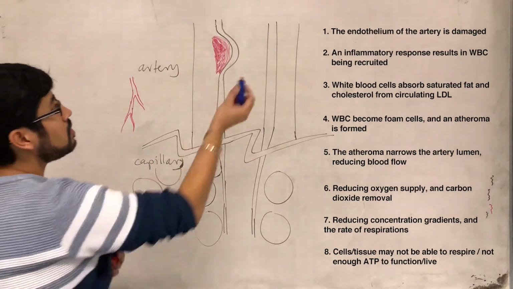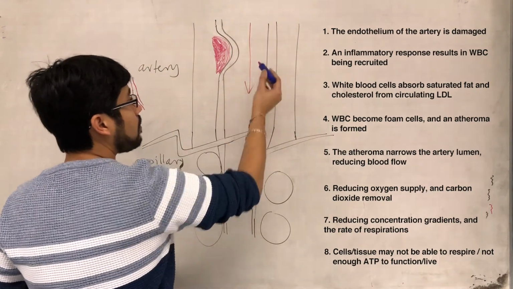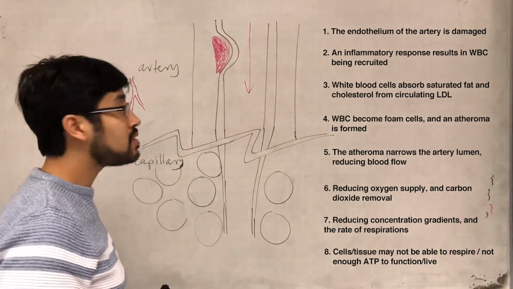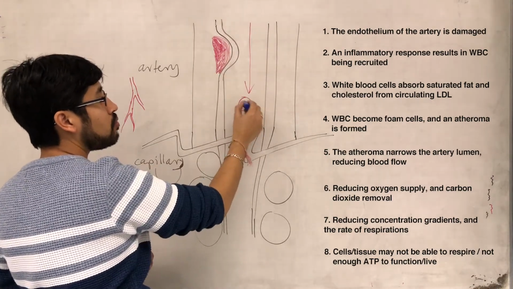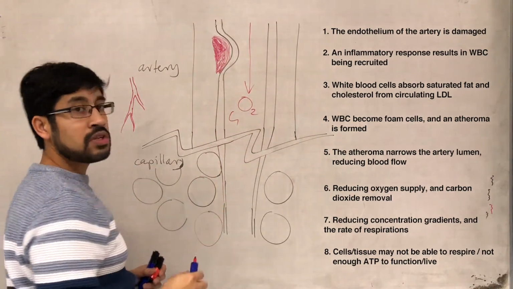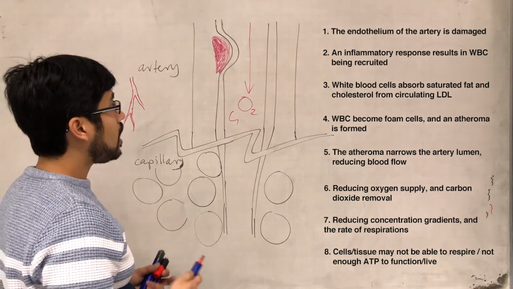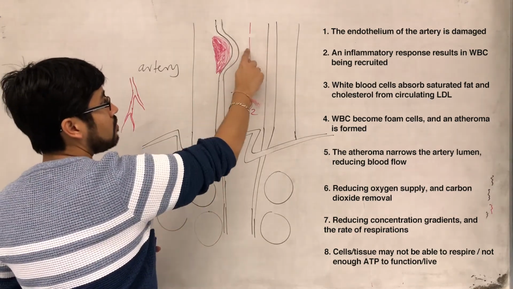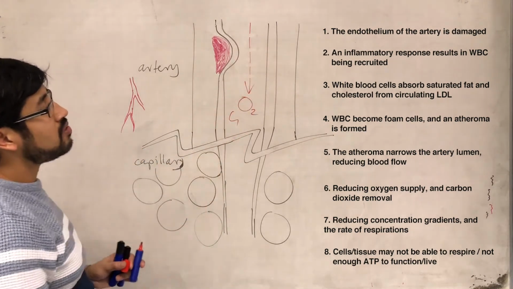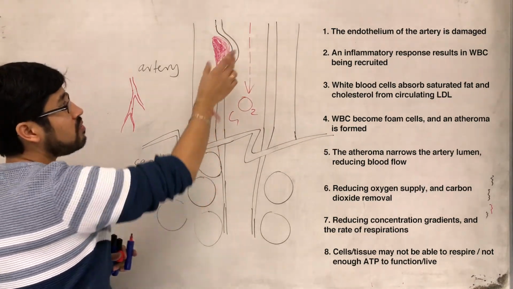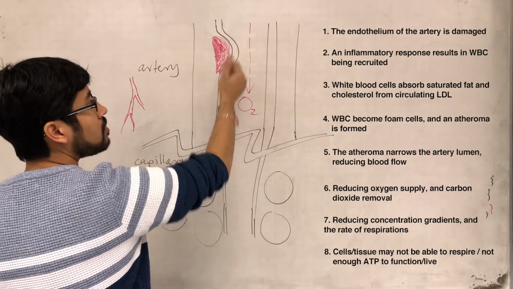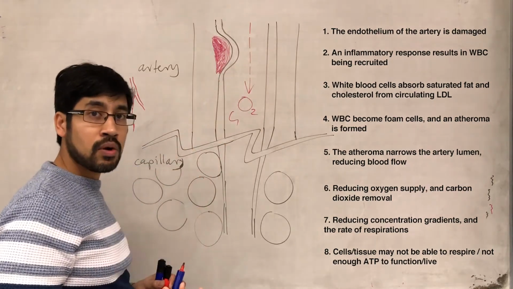Well, remember that the whole point of a mass flow circulatory system was to ensure the flow of blood, which is carrying things like oxygen and glucose. Now, what can happen is, if we reduce that flow up here because we've narrowed the lumen of the artery up here, so we've reduced the blood flow.